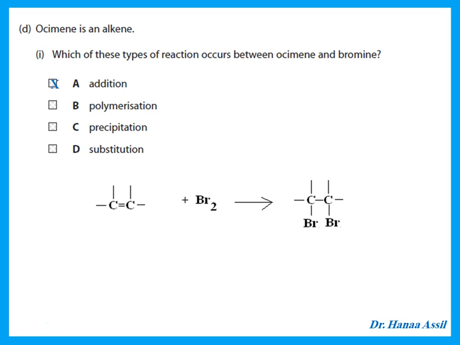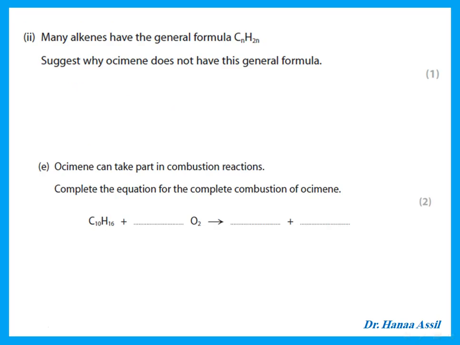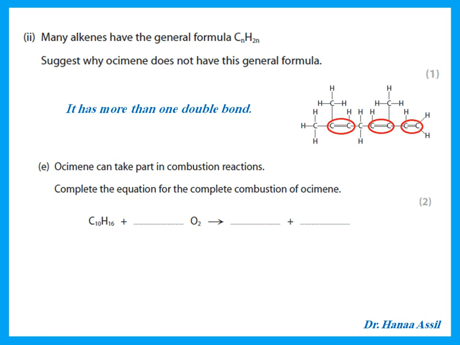And polymerization, you should know, is the one where we start with many, many small molecules and join them together to form a large molecule. Many alkenes have the general formula CnH2n. Now suggest why ocimene does not have this general formula. So let us look at ocimene. What is the difference between ocimene and the other alkenes that we studied? It has more than one double bond, so this general formula of CnH2n does not apply to it.